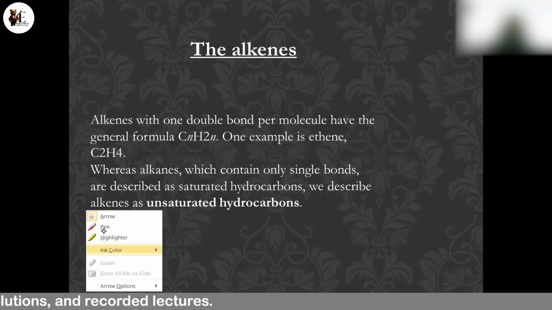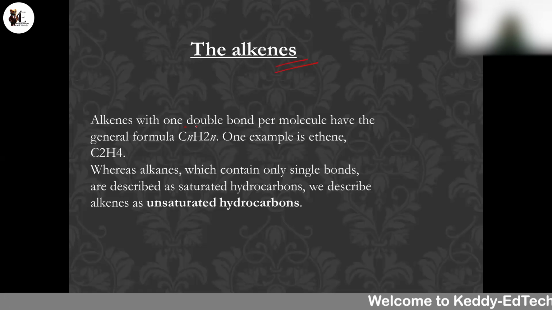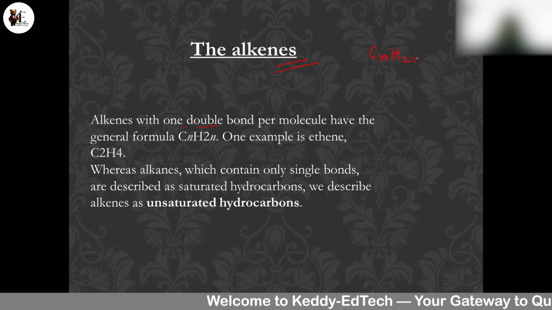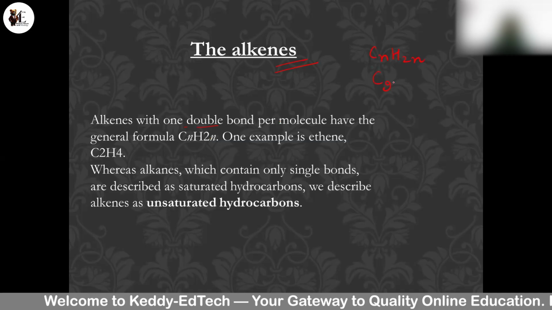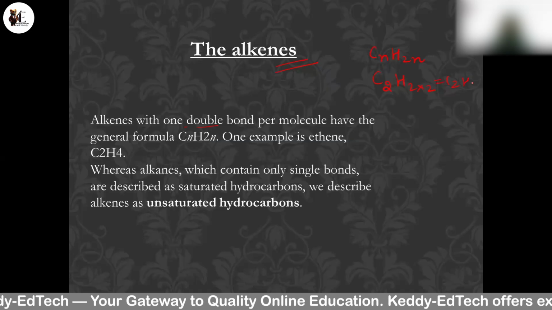Next, alkanes are completed. We have studied its combustion reaction and its substitution reactions with halogens. Next, we are moving further to the alkenes. Alkenes with one double bond per molecule have the general formula CnH2n. For example, let us put n equal to 2. We get C2H4, ethene.